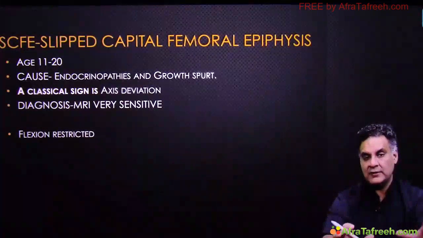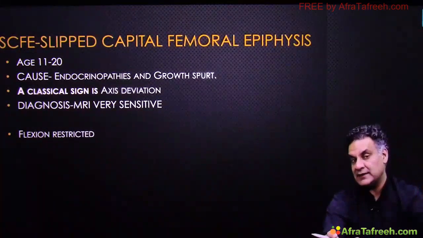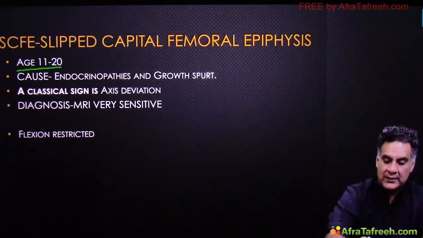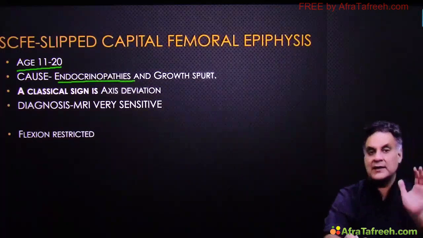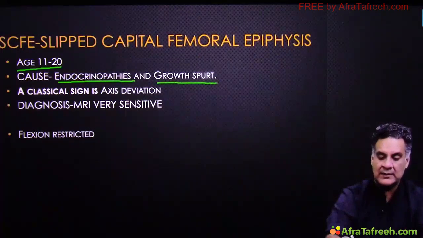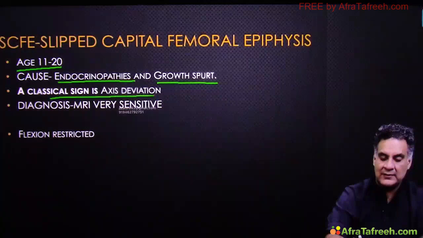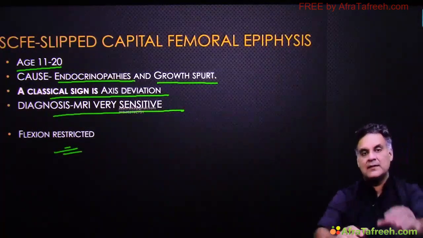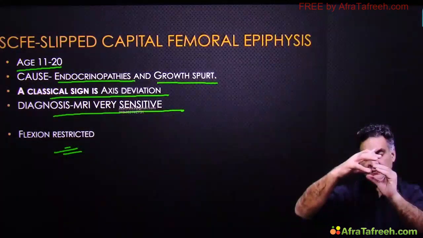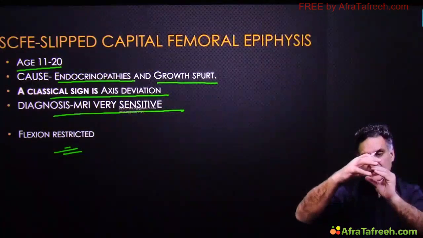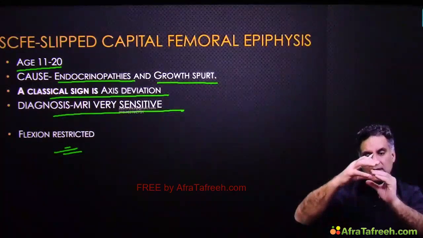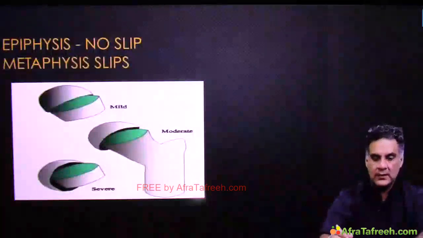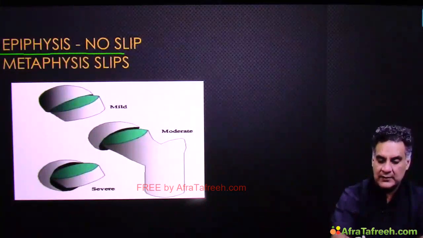Compared to it, a painful condition: Perthes is relatively painless. Slipped capital femoral epiphysis, age group 11 to 20, is associated with hormonal imbalance like hypothyroidism and growth abnormalities. Classical is a painful axis deviation. MRI is the investigation of choice. Flexion is limited. If this is the metaphysis, this is the epiphysis. The name says slipped capital femoral epiphysis. Wrong. It is the metaphysis that moves. The epiphysis is stationary, so it's a misnomer. The epiphysis does not slip.